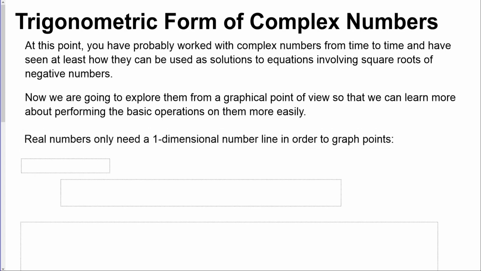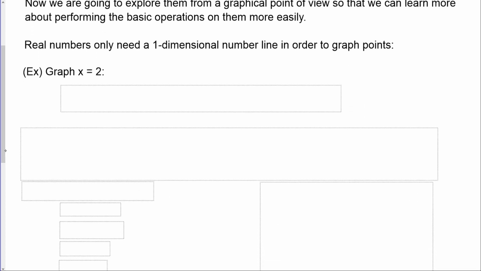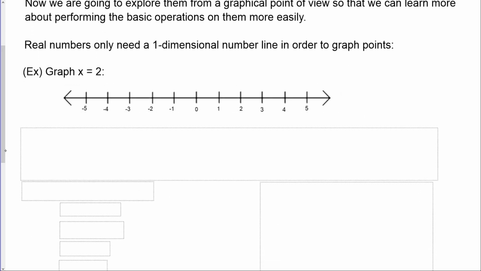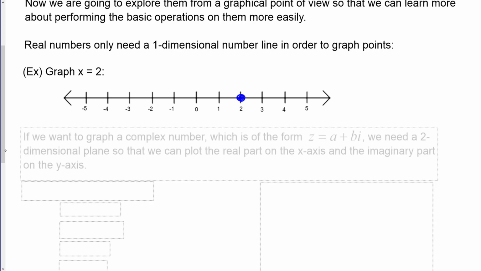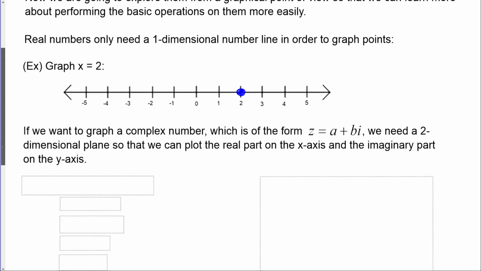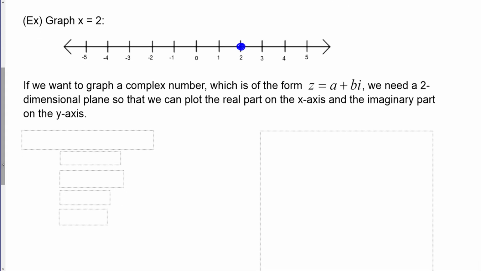Real numbers only need a one-dimensional number line in order to graph points. So for example, if I wanted to graph the point x equals 2, I have a number line and the point x equals 2 is right here. I could fill in a circle and plot it. Complex numbers, on the other hand, if we want to graph a complex number, which is of the form z equals a plus bi, we need a two-dimensional plane so that we can plot the real part on the x-axis and the imaginary part on the y-axis.